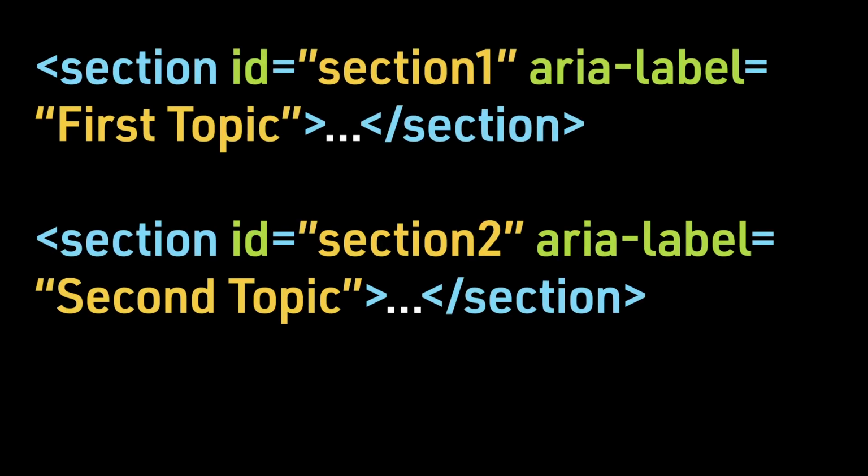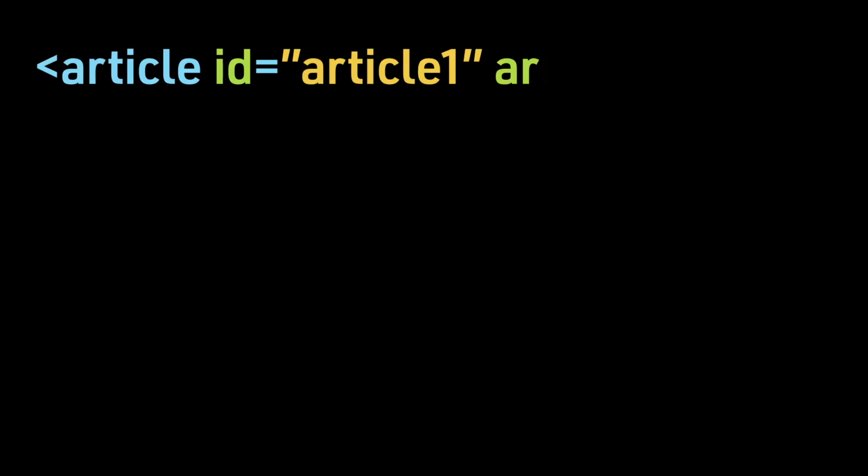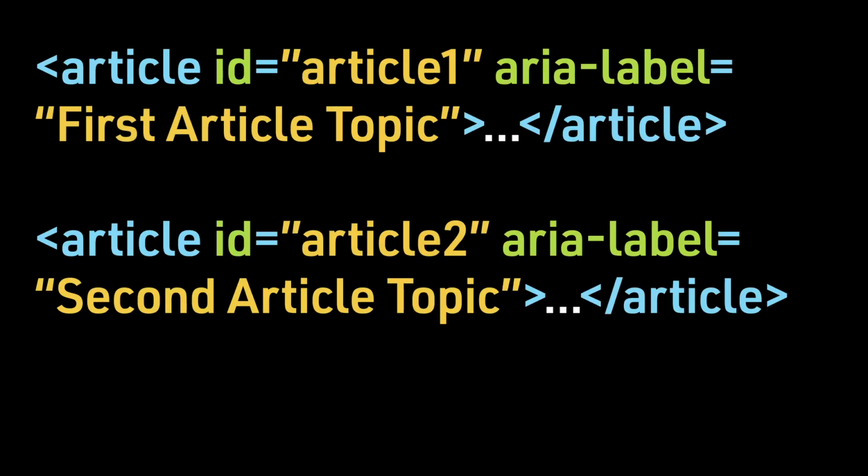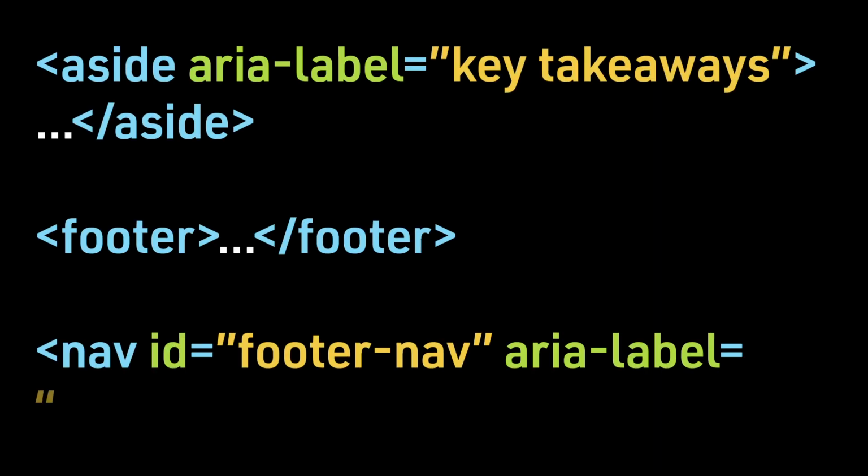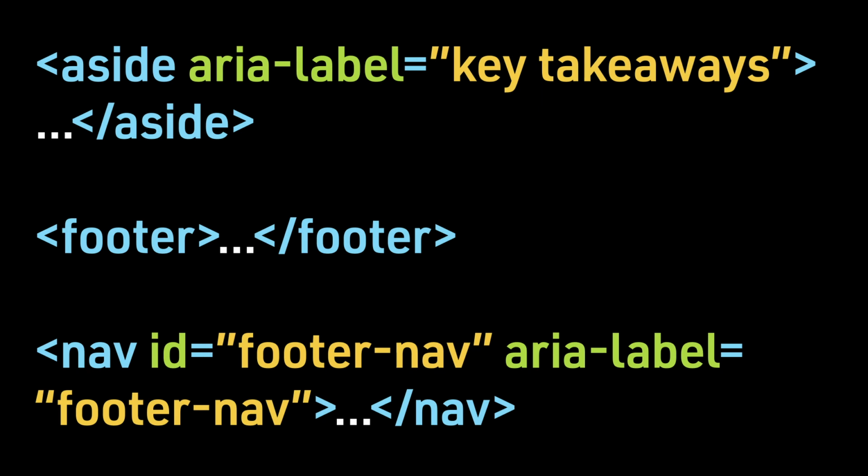Section, ID section 1, ARIA label first topic. End section. Section, ID section 2, ARIA label second topic. End section. Article, ID article 1, ARIA label first article topic. End article. Article, ID article 2, ARIA label second article topic. End article. Aside, ARIA label key takeaways. End aside. Footer. Nav, ID footer nav, ARIA label footer nav.